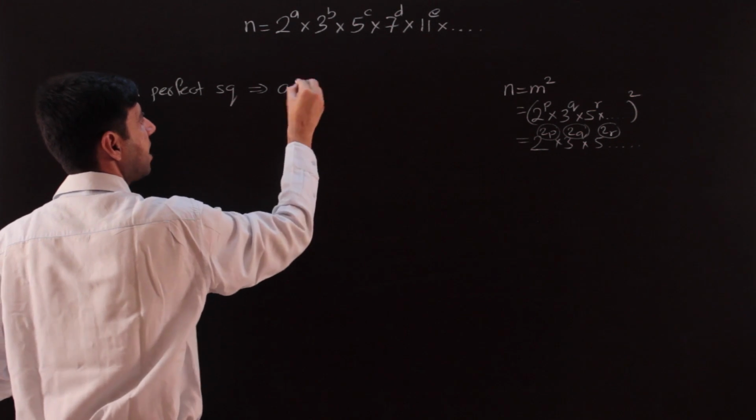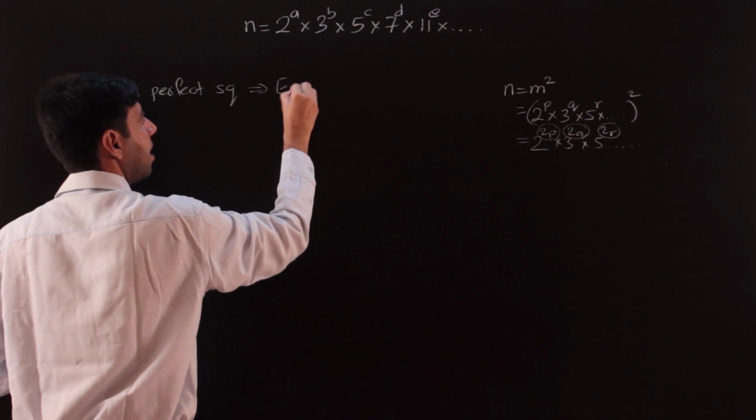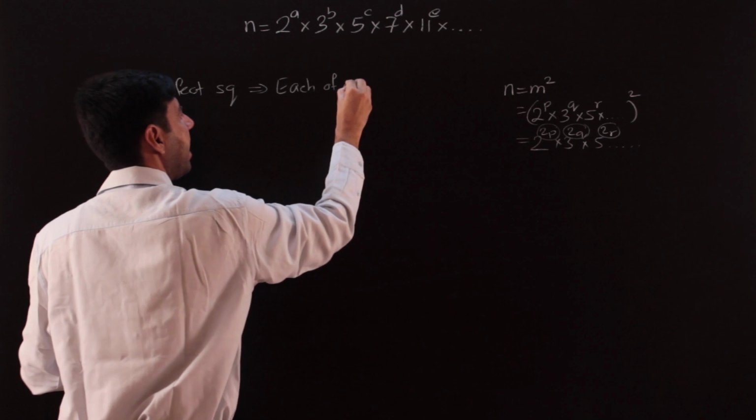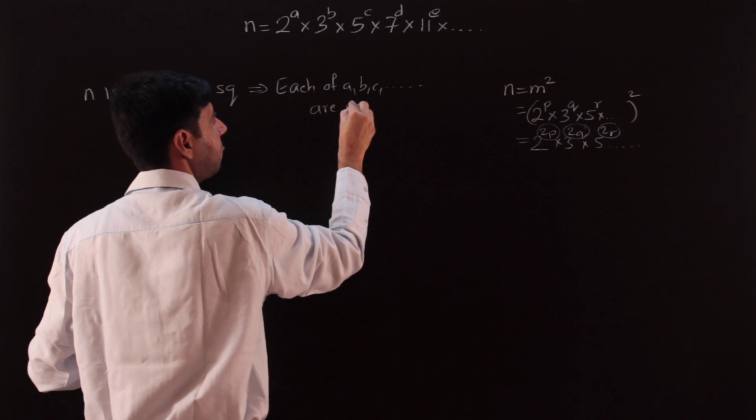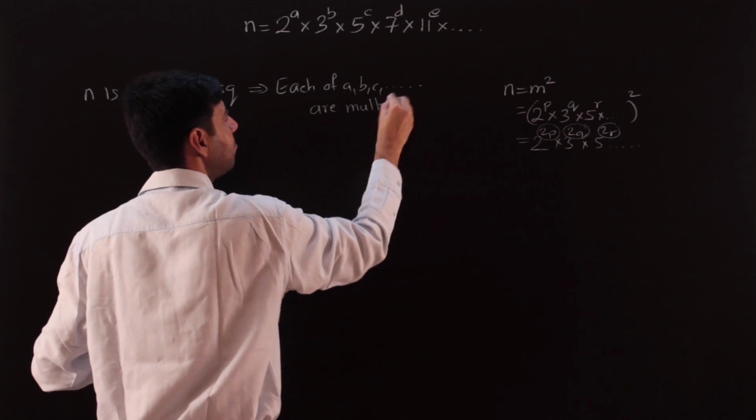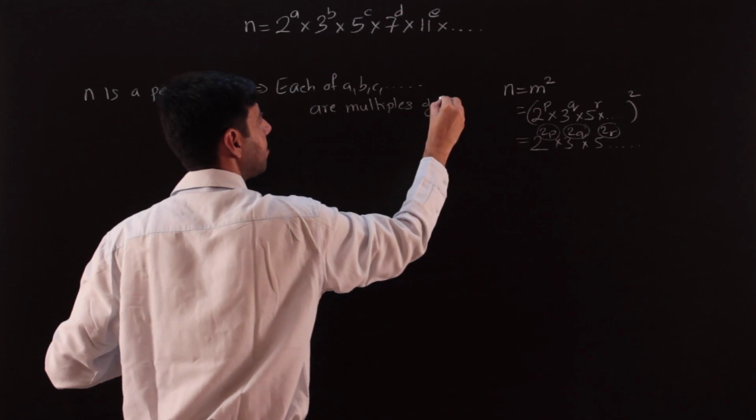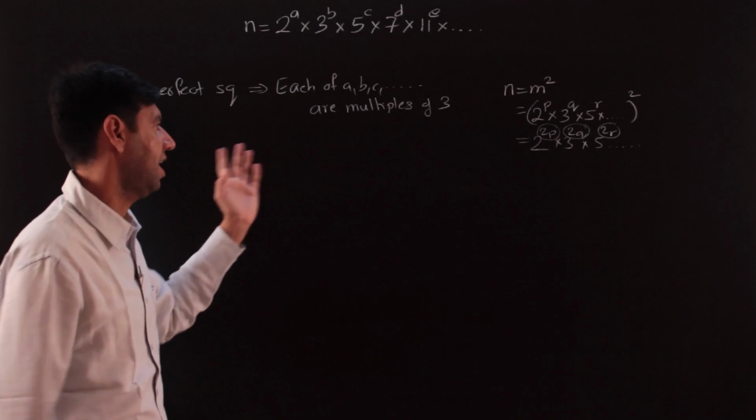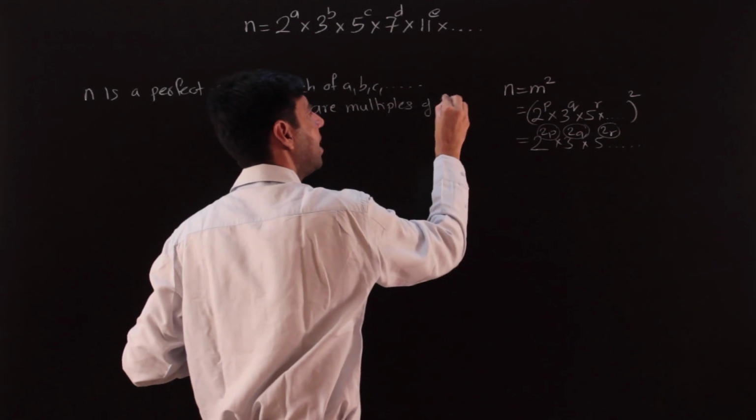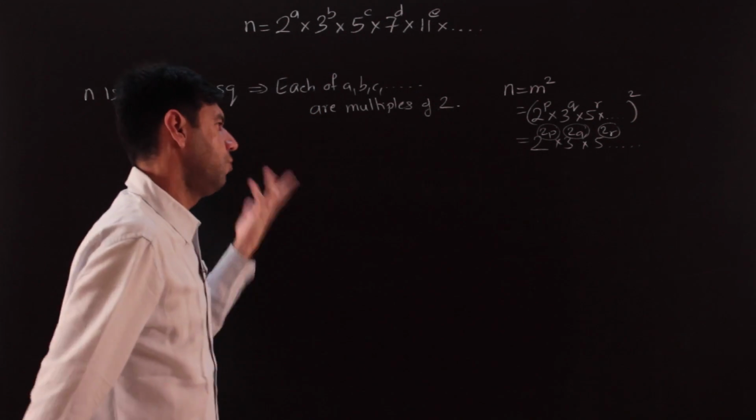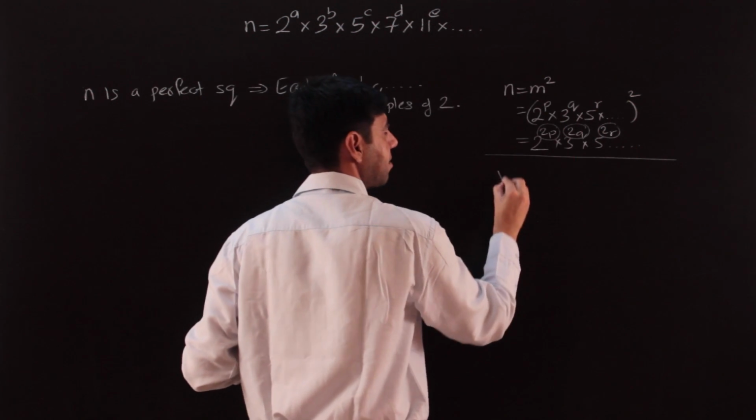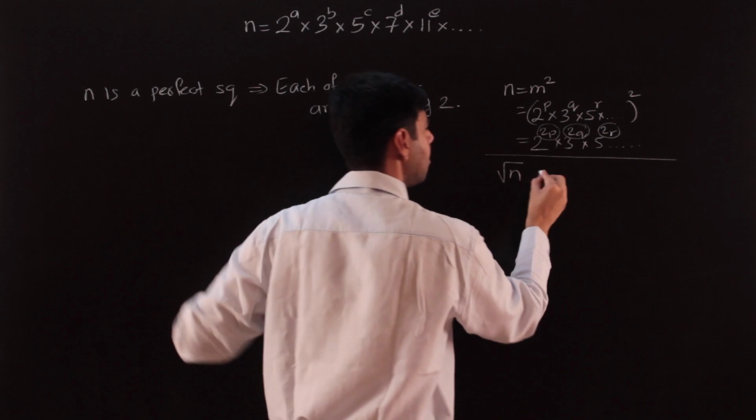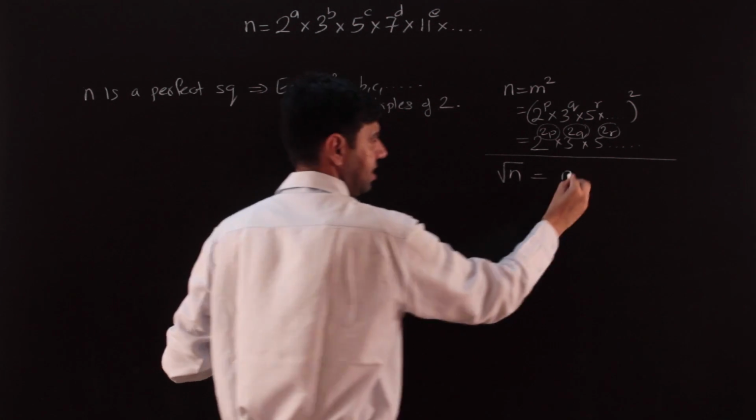So in this I could say each of a, b, c, and so on are multiples of 2. You could even say even, but since I'm going to do multiples of 3 and 5, I'm not using the language of even, and I'm just saying they are multiples of 2. You could even look at it the reverse way. It's the same thing. If n is a perfect square, then root of n is a natural number.